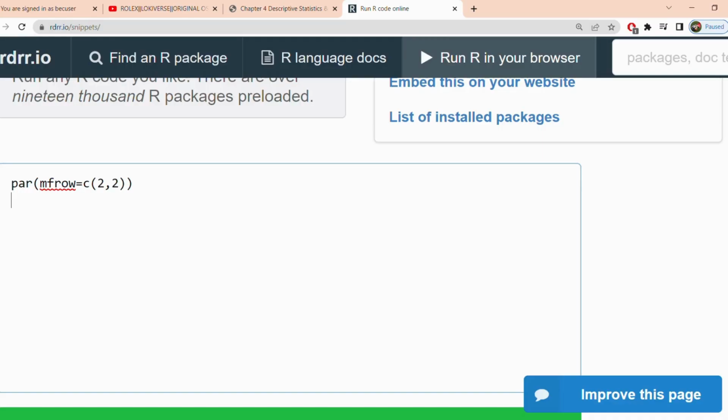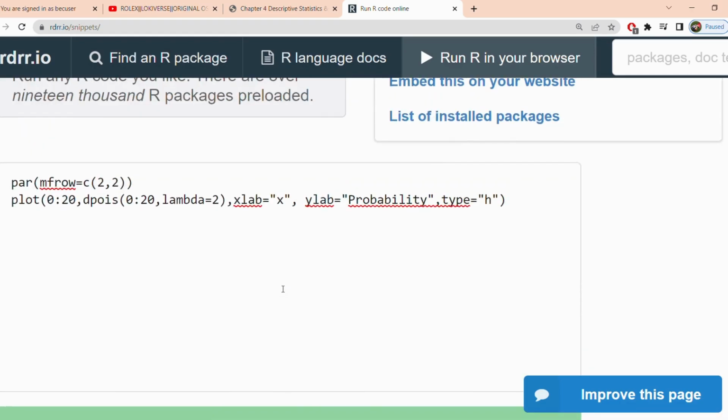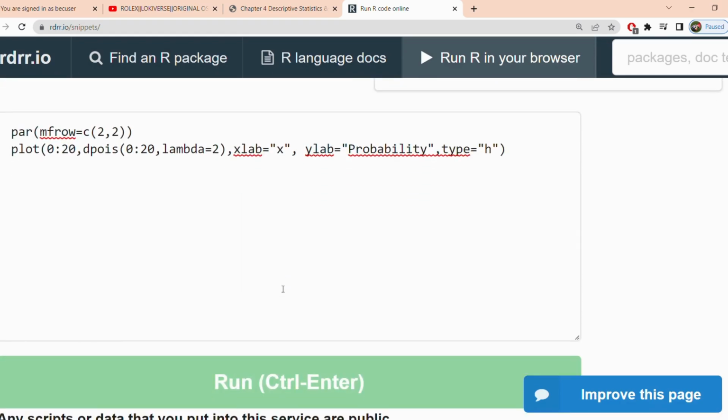Now, coming to the code, we will demonstrate it on an online platform, rdrr.io. You can directly Google it as R code and you will reach this website. PAR and MFROW, as I said earlier, are used for splitting the screen. We will demonstrate 2 by 2, that is, a total of 4 curves. When we paste the code, plot is the keyword used for plotting a graph. DPOIS is for Poisson density, and the lambda value we are giving first is 2. When we run this code, we will obtain the graphical representation.